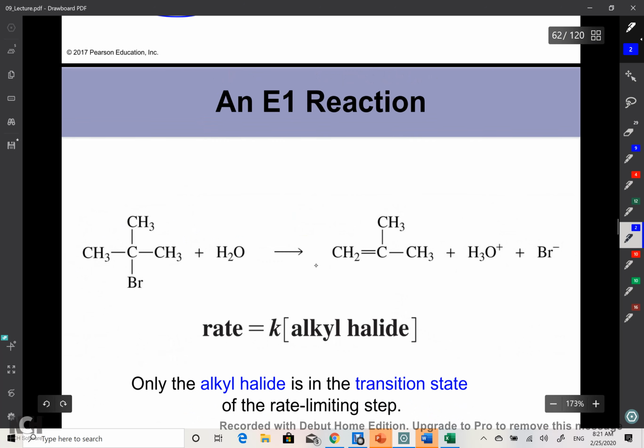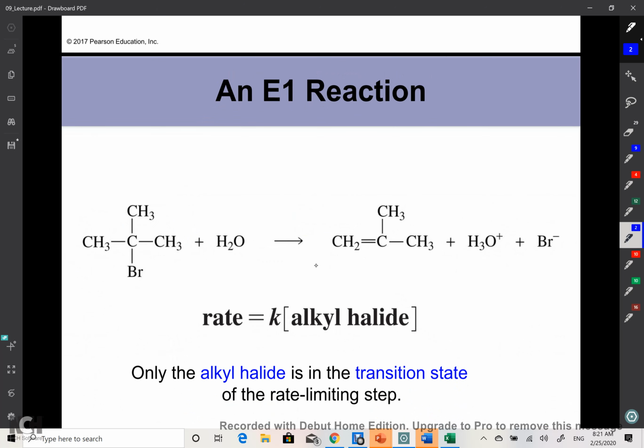Now the other one is the E1. Oh, sorry, what did I just say? The E2 depends on both the base and the alkyl halide. If you double the concentration of the alkyl halide and that of the base, then the reaction will quadruple. Does that make sense for the E2?